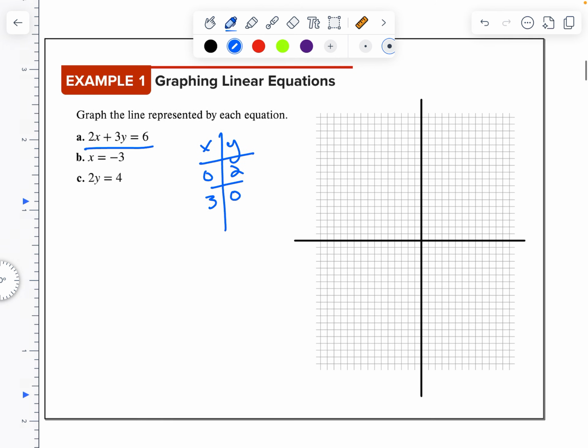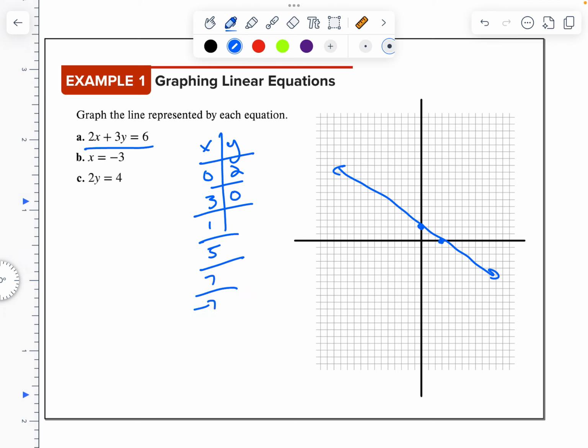So over 3, 0 should be about right there. 0, 2 is right there. And now we can draw a line through those 2 points. For any of these equations, if we can find any 2 points, then we can draw a line through them. The easiest way to find 2 points, in my opinion, is to do a t-chart, and you could plug in any numbers. You don't have to use 0. I could plug in a 1, a 5, a 7. It doesn't matter, a -7, right?